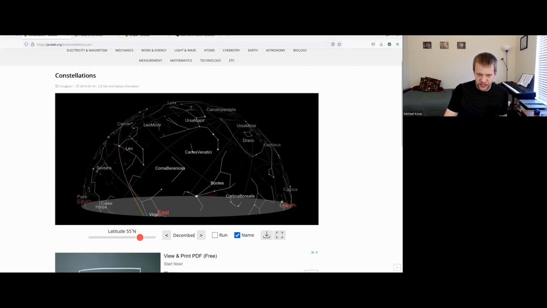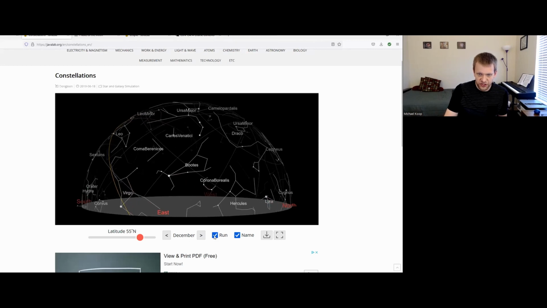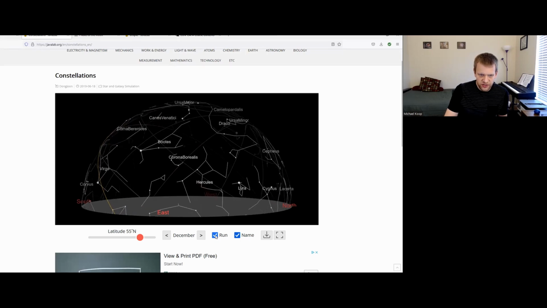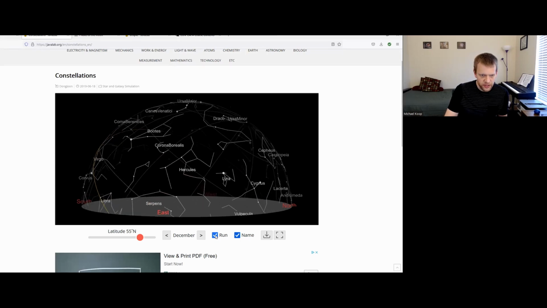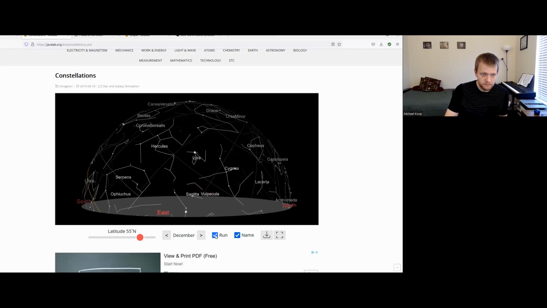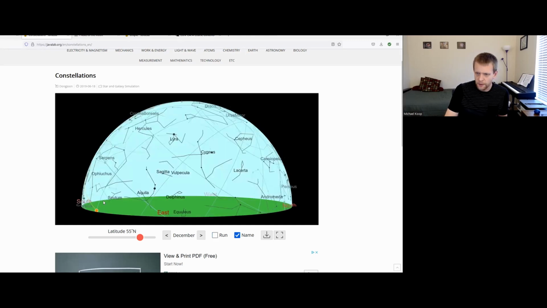So I've set this to be December and let this run. Again, stars rise in the eastern half of the sky, set in the western half of the sky. And right around sunrise, when are we going to get it? Sunrise coming up right about... Taking a little longer than I thought. There we go. The sun is going to actually rise a little bit south of east.